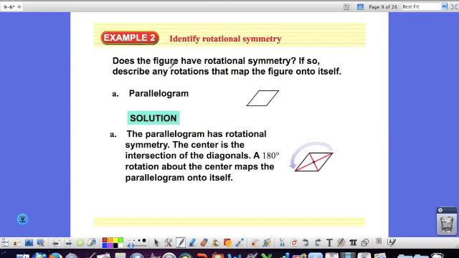So in this example, they're going to ask you, does the figure have rotational symmetry? If so, describe any rotations that map the figure onto itself. So a parallelogram has rotational symmetry. The center is the intersection of the diagonals. At 180 degrees, a rotation about the center is going to map the parallelogram back onto itself.